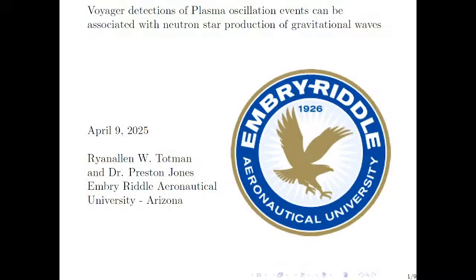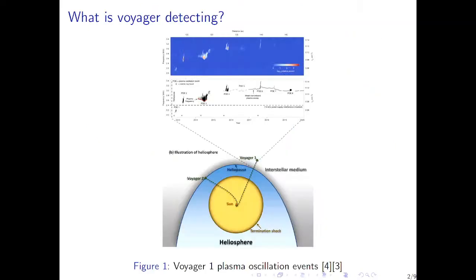Hello. So I'm Ryan Topman, and I'm going to be talking about some of Voyager's detections that's been getting in the close interstellar medium and the potential correlation with gravitational waves produced by neutron star glitches. Now, since August of 2012, Voyager has crossed the heliopause into the close interstellar medium, and its plasma oscillation detector has detected multiple plasma oscillation events, as can be seen here, here, here, and so forth and so on.